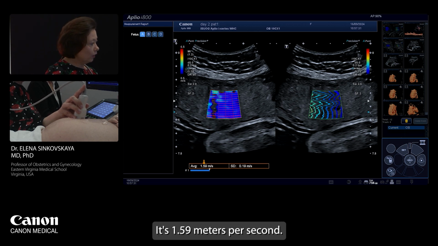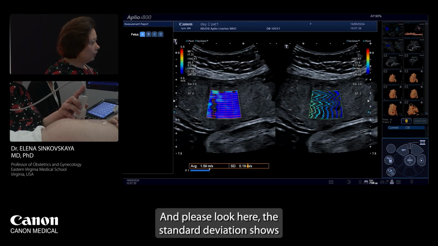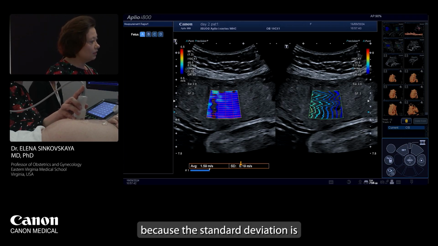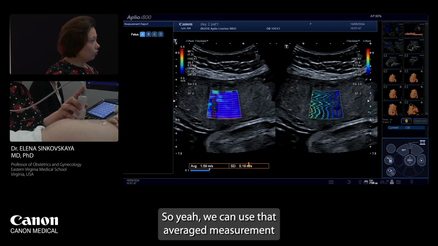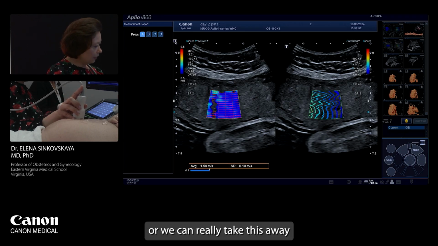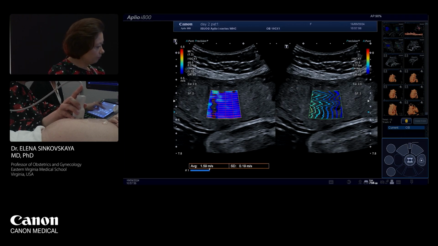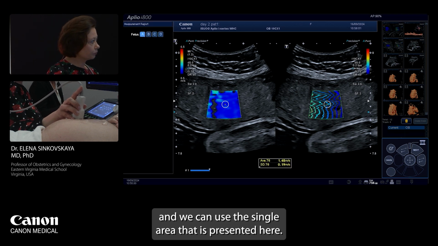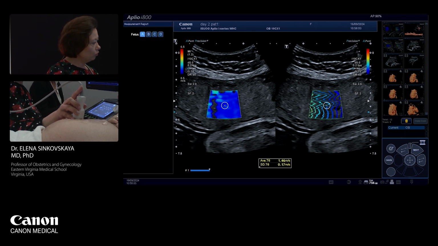It's 1.59 meters per second. And please look here, the standard deviation shows that this is a very good quality of acquisition, because the standard deviation is less than 0.3 meters per second. So yeah, we can use that averaged measurement, or we can really take this away, and we can use the single area that is presented here.